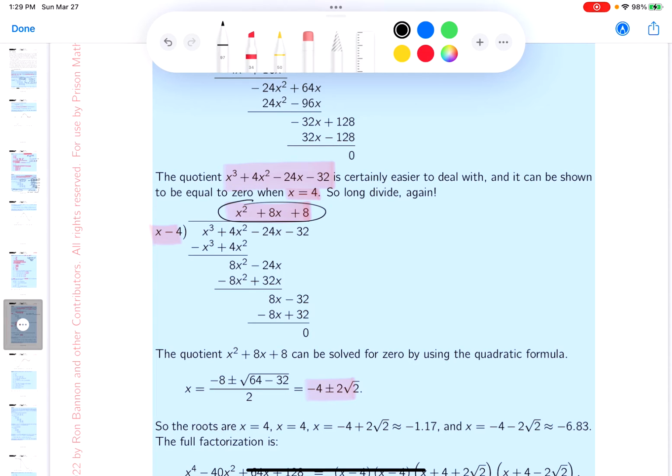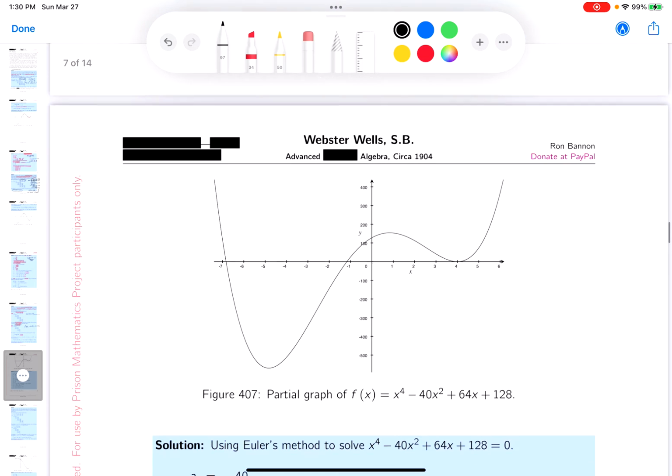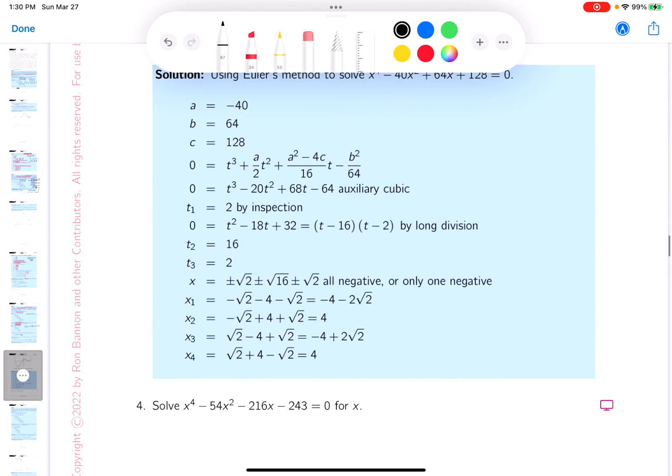Some are repeated. For example, write this down. You got 4, 4, and then we found -4 plus 2 root 2, and we use the quadratic formula to find that, by the way. -4 minus 2 root 2. 4 roots. All right, and I also approximate those for you. That's the way I'd go through the problem. There's no doubt about it. We provide a picture for the people who want to look at the picture.